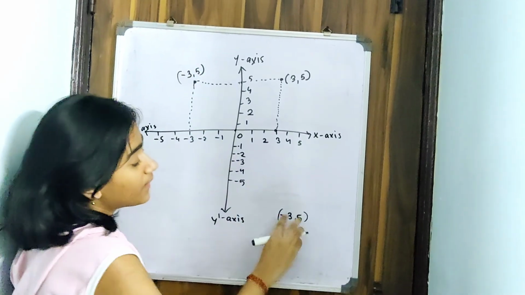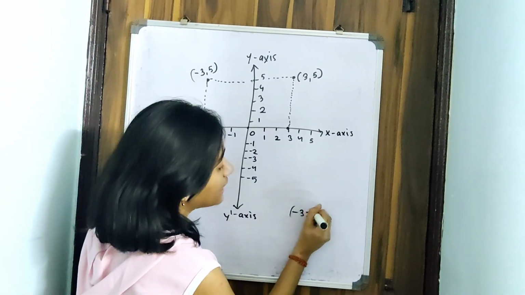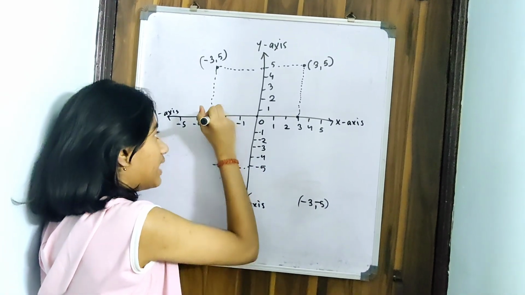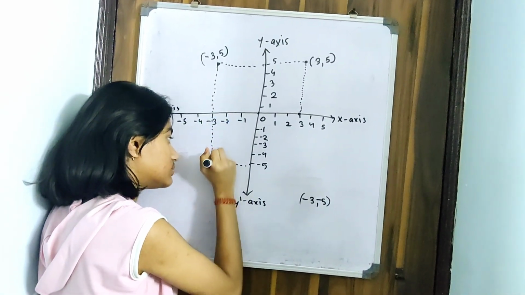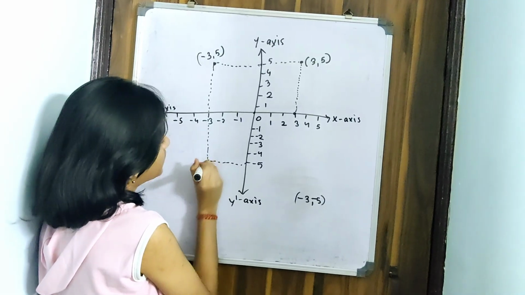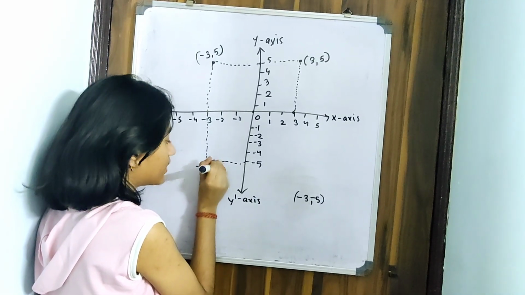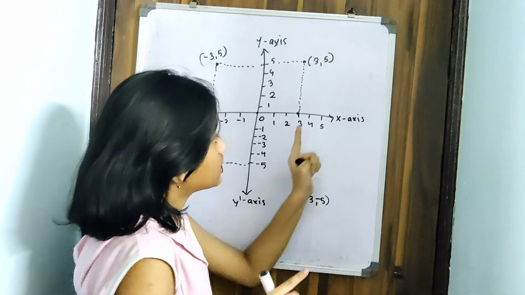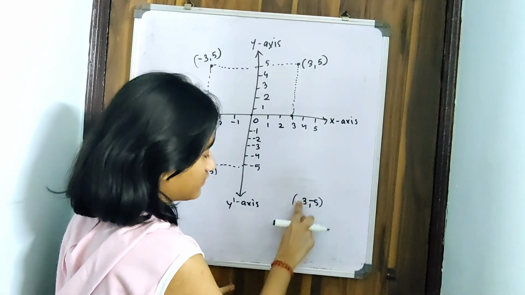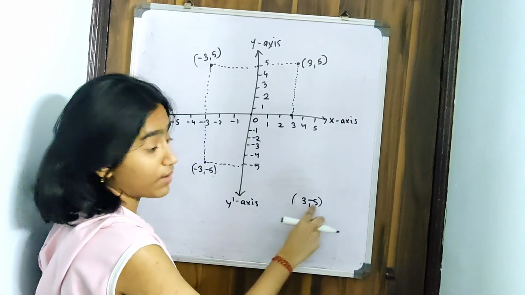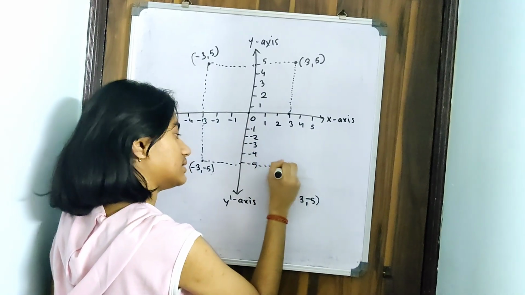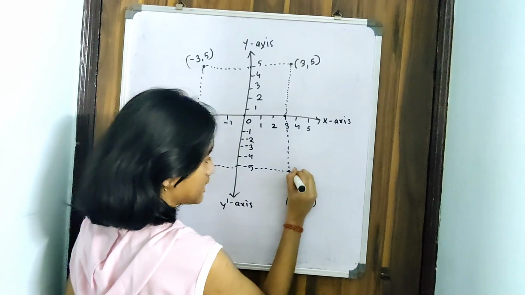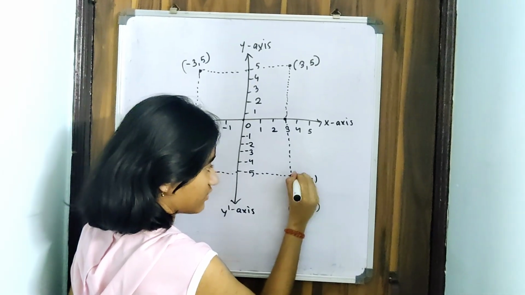Now what if I took minus 3, minus 5? This is minus 5. Extending this line, this is (minus 3, minus 5). This is the coordinate. And if it was plus 3, minus 5, then we'll extend this line, and this is (3, minus 5).